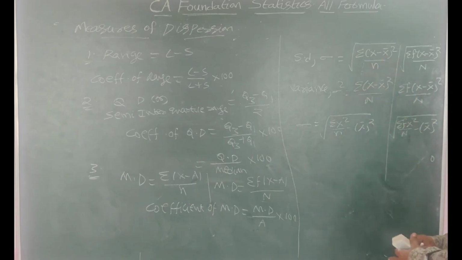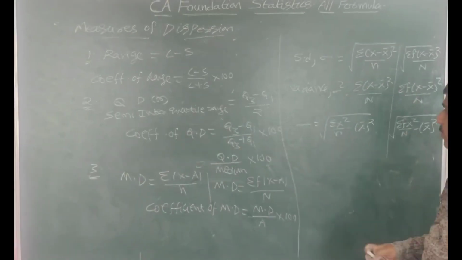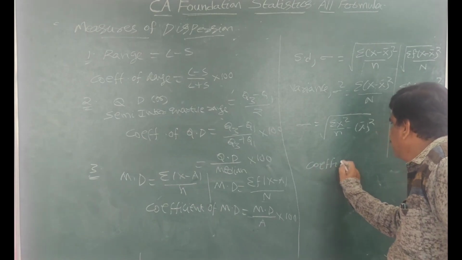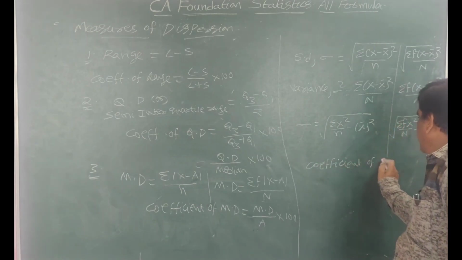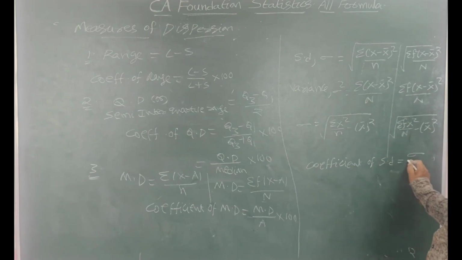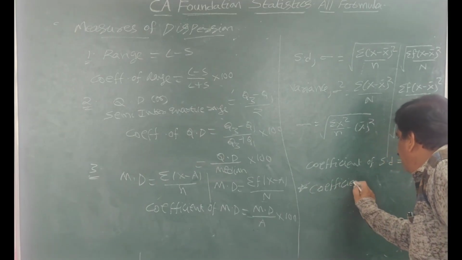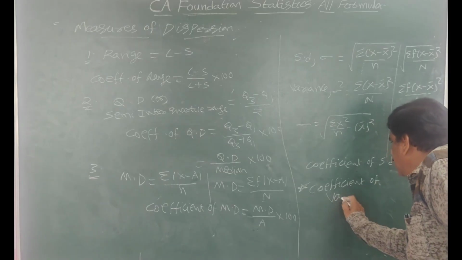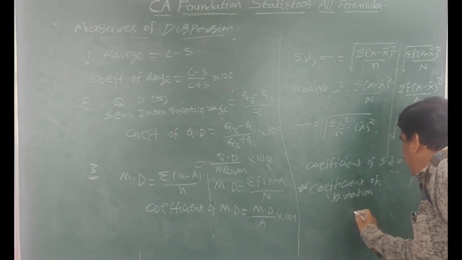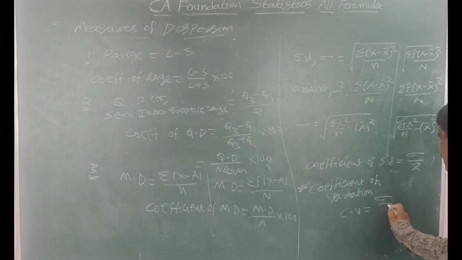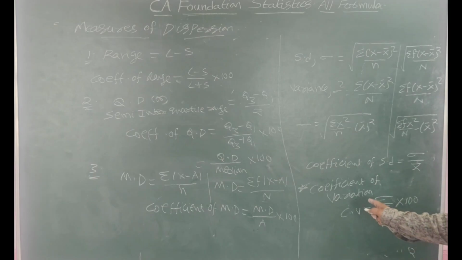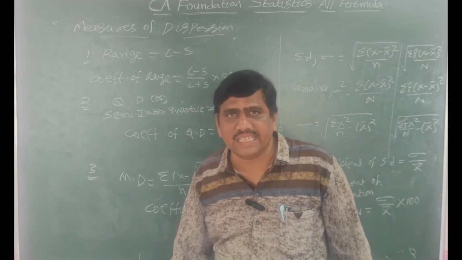So this is about SD, and in SD we have two relative measures. One is the coefficient of SD, which is SD by mean: sigma by x bar. And a very important relative measure, coefficient of variation, CV. The CV formula is SD by mean into 100, that is sigma by x bar into 100. This is the formula for CV, the most important relative measure. After this, we have another formula, combined SD.